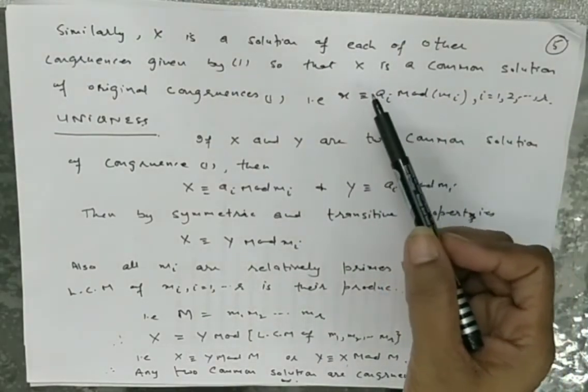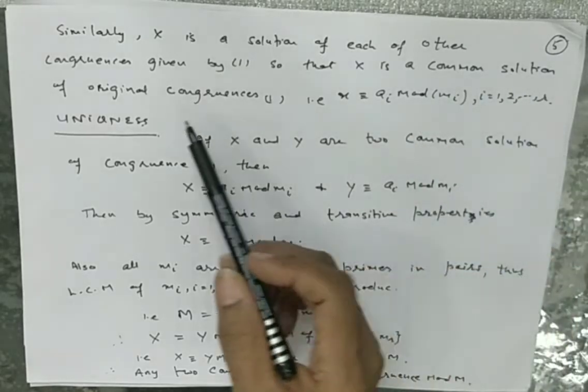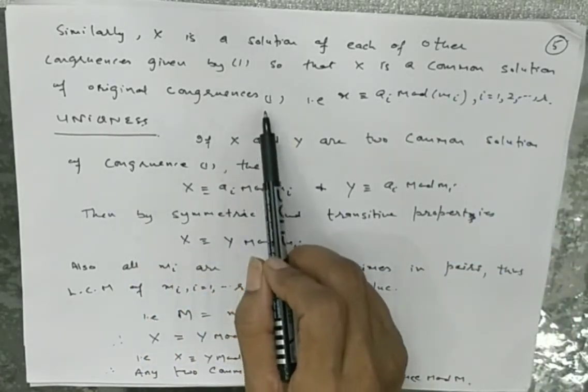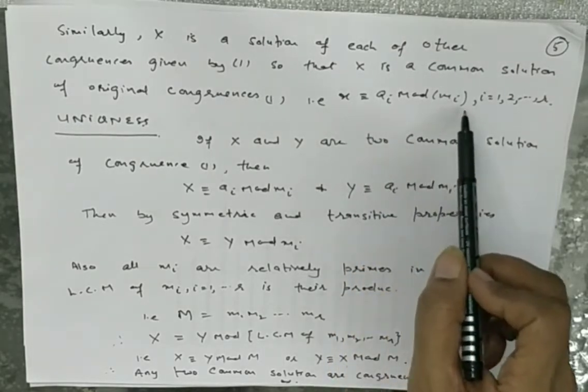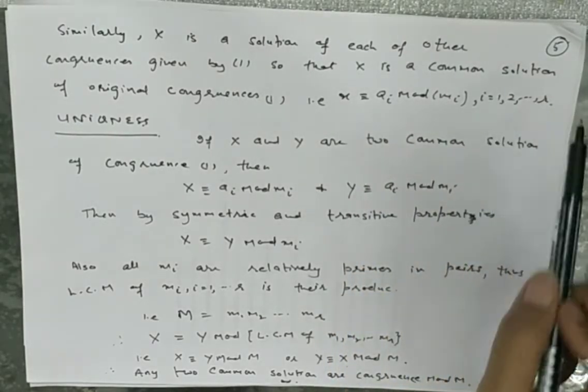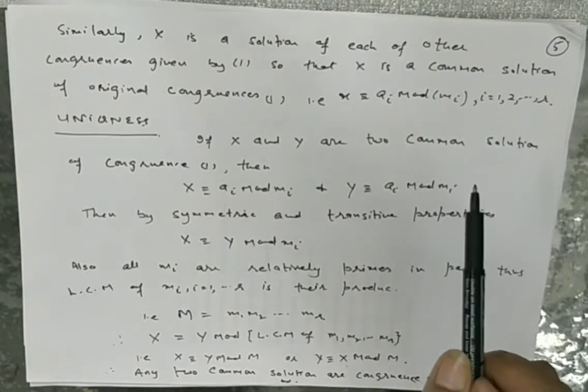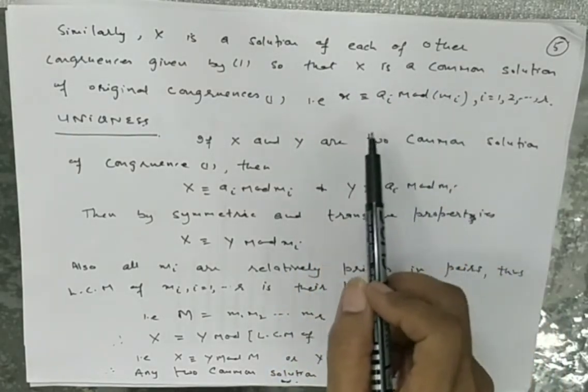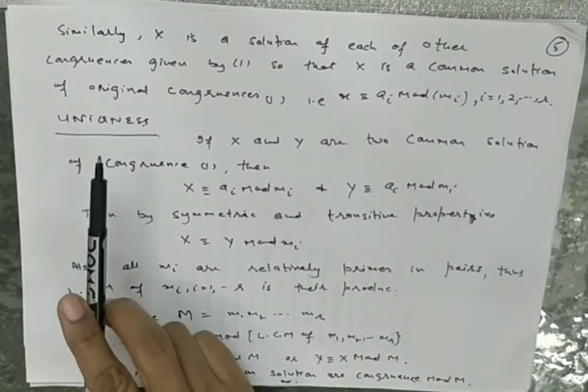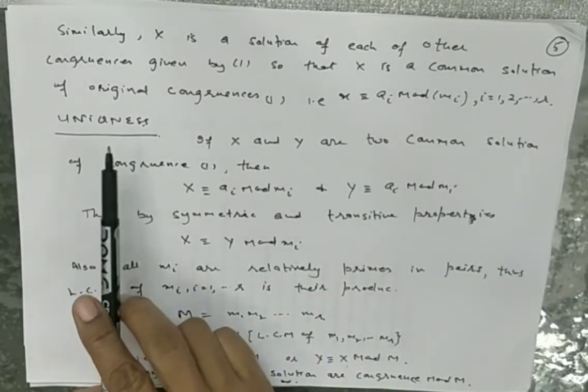So that x is a common solution of the original congruences 1. That is, x is congruent to a_i modulo m_i, where i varies from 1 to r. Thus in this way we get a common solution of these congruences. Now we have to prove the uniqueness part.